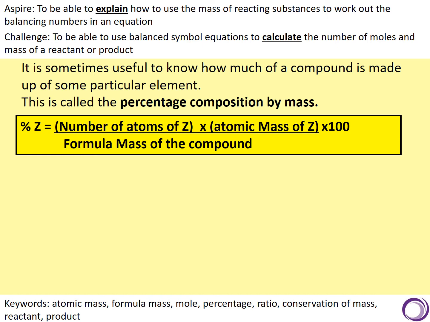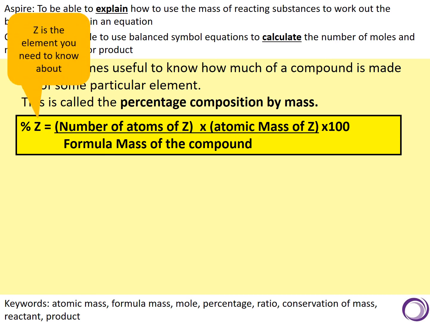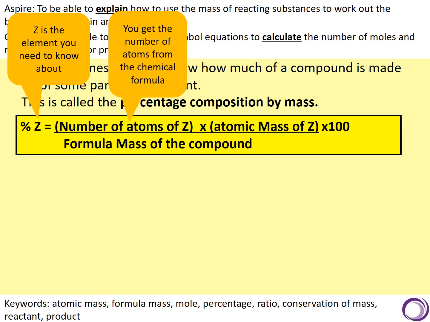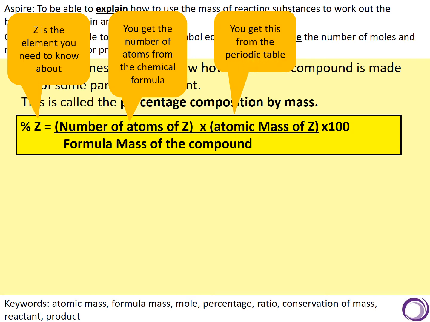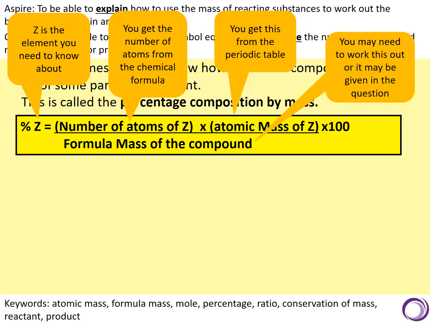So the number of atoms of the compound we will get from the formula. The atomic mass we can look up in our periodic table, and we will need to calculate our formula mass of that particular compound in the method that we've used previously. So that's the element we need to know about. That's what we will get from our chemical formula. That we would get from our periodic table. And this we may need to work out, or it sometimes is given to us as part of the question.